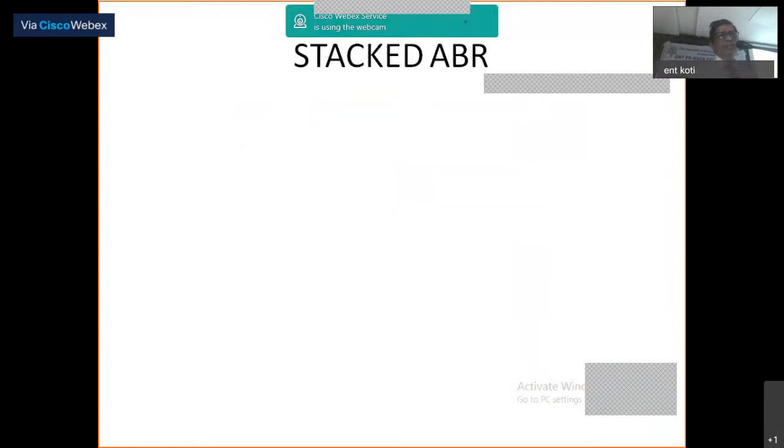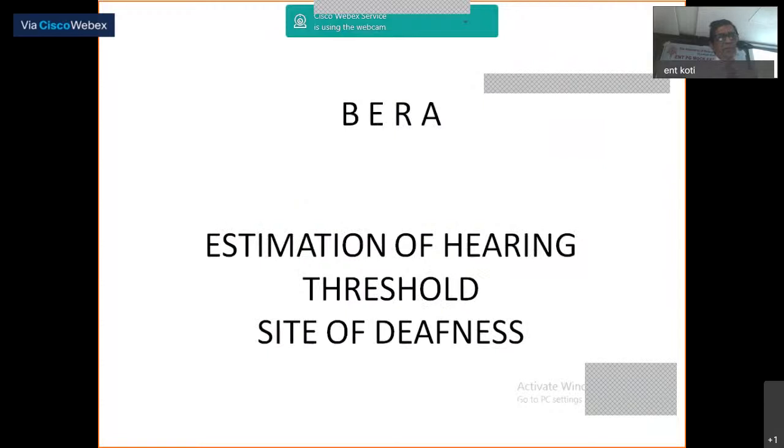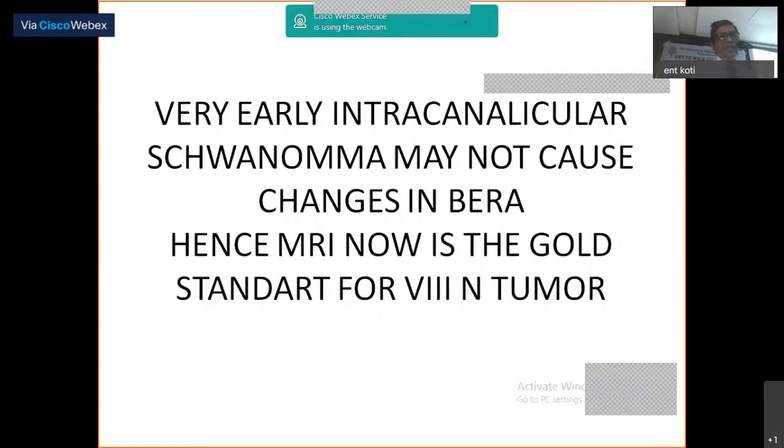Then there is what is called stacked ABR, which is difficult. I don't think it's necessary for you as well. Then there is auditory steady state response, for a sleeping or sedated child, for predicting candidacy for cochlear implant. Very early intracranial pathology may not cause changes in the ABR. That is the reason why they now insist on a contrast MRI.